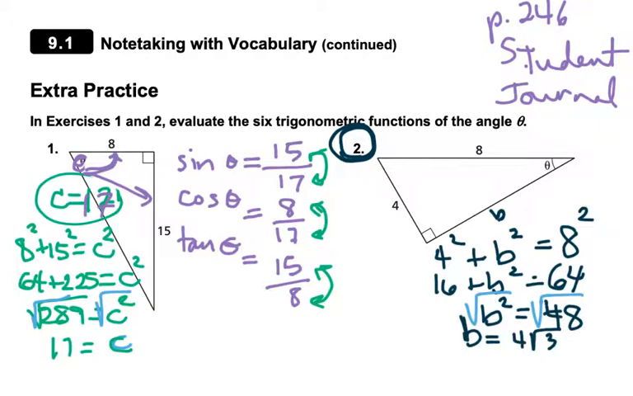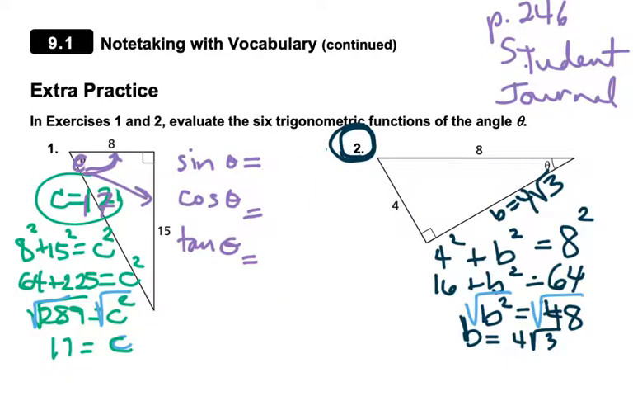So once I get b squared equals 48, I take the square root of both sides. 48 is 16 times 3, so the square root of 16 is 4. That means now I can label this leg 4 root 3. Okay? Now, I'm going to erase a little bit here. So this is now going to be the work for number 2.